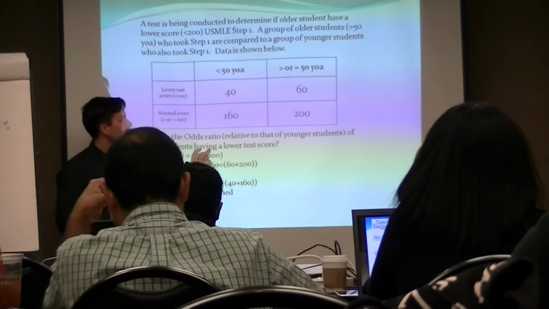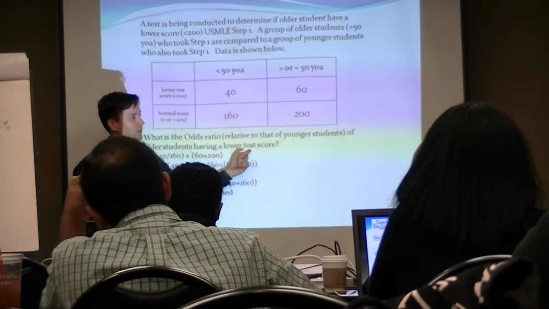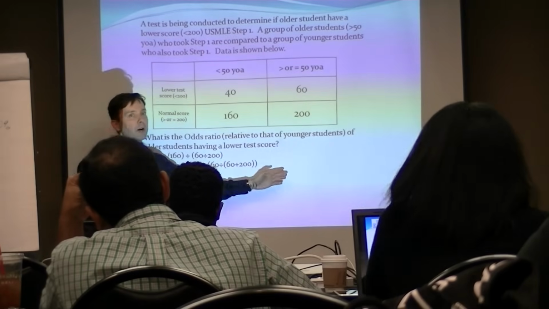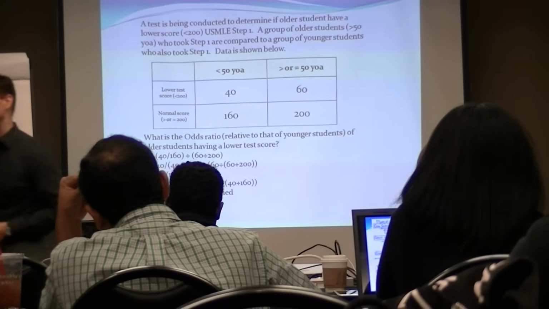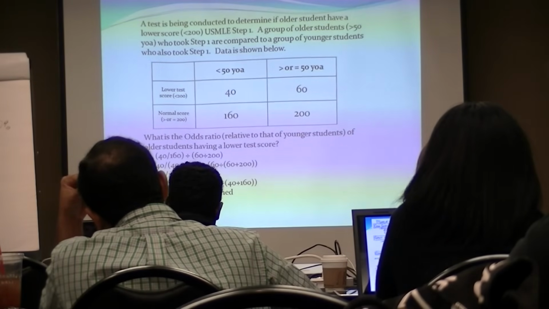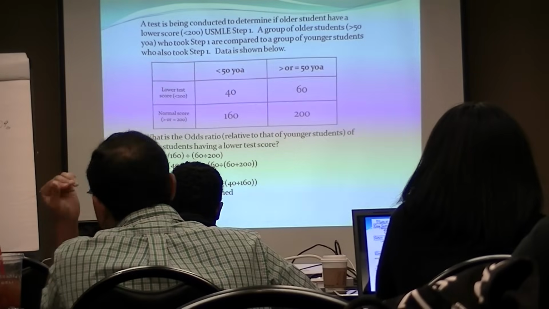Older students having lower test scores compared to the younger ones. So who's going on top? The older person. Top to bottom, left to right.